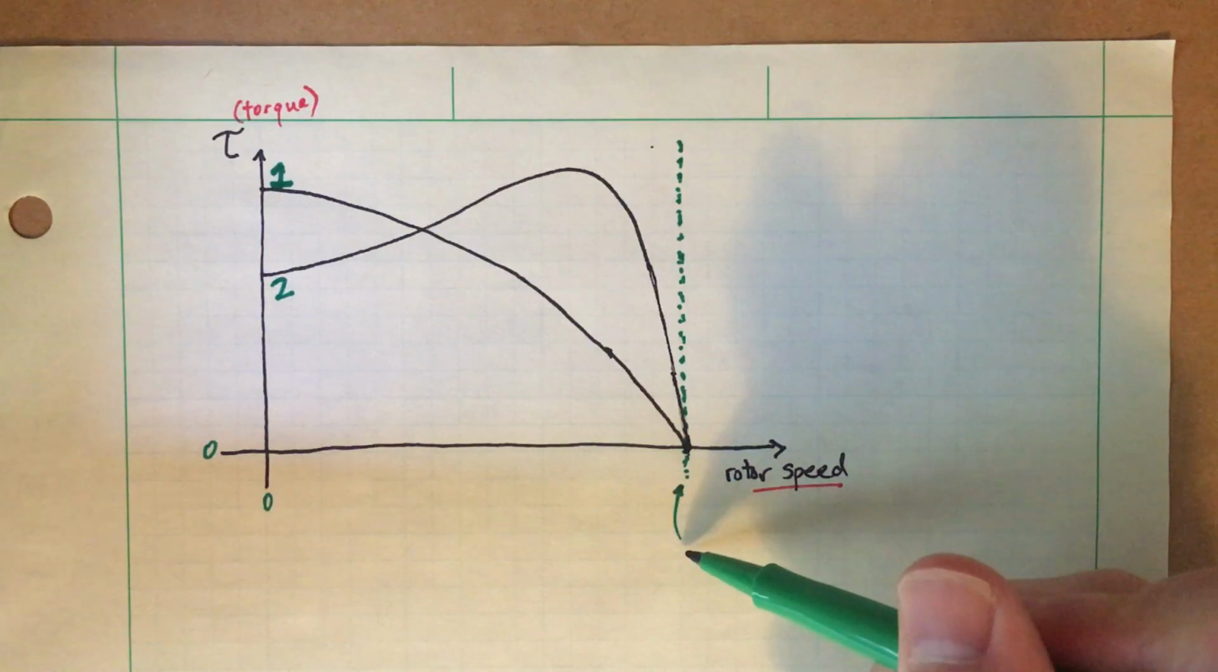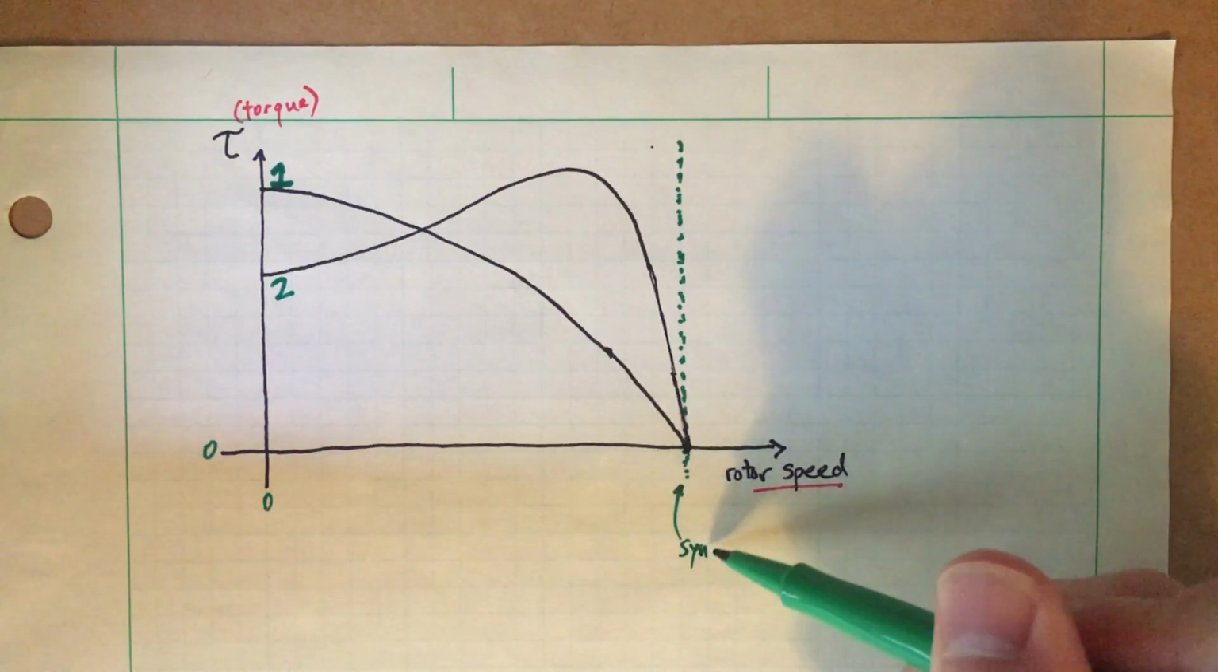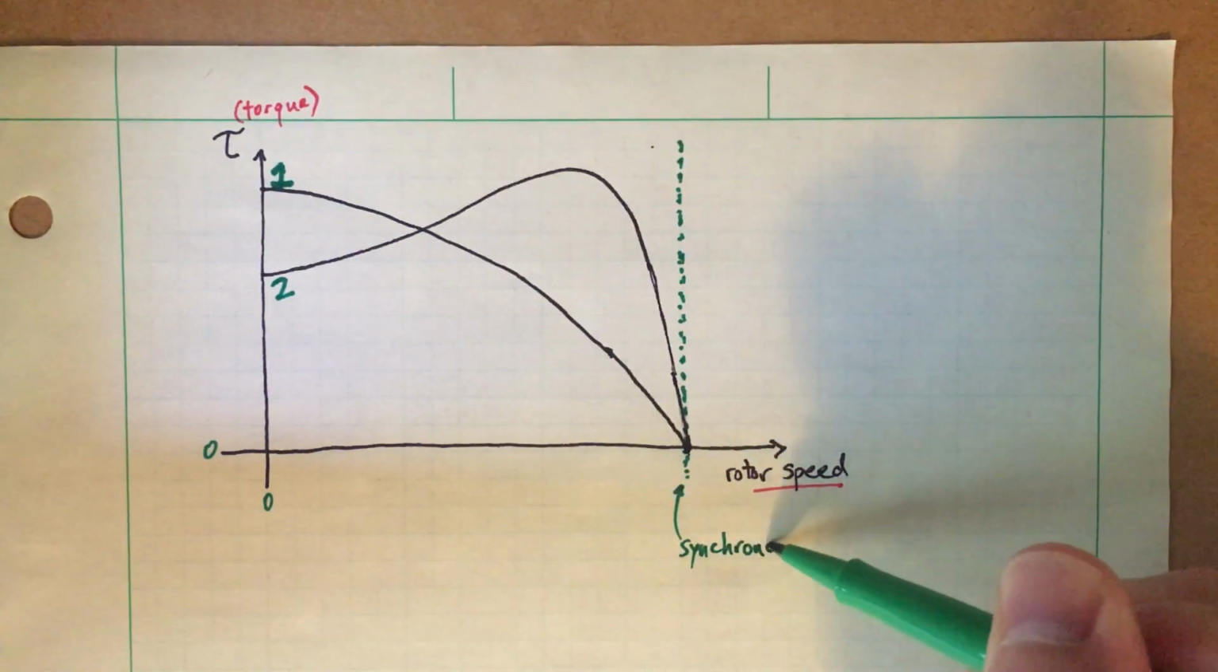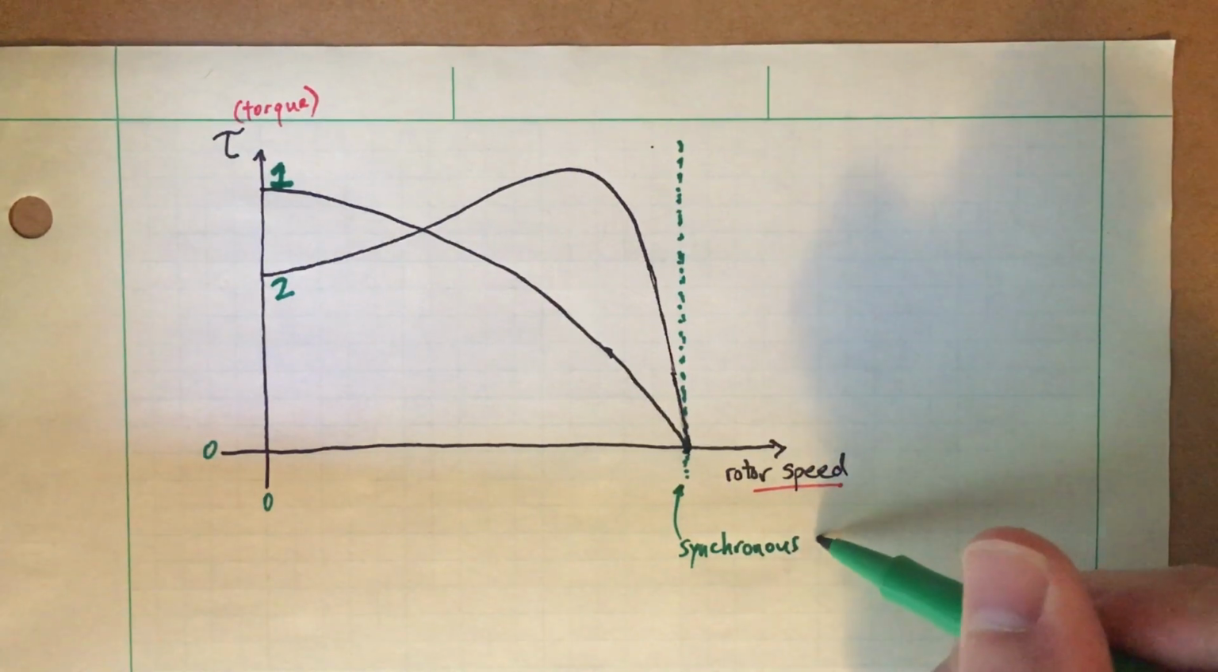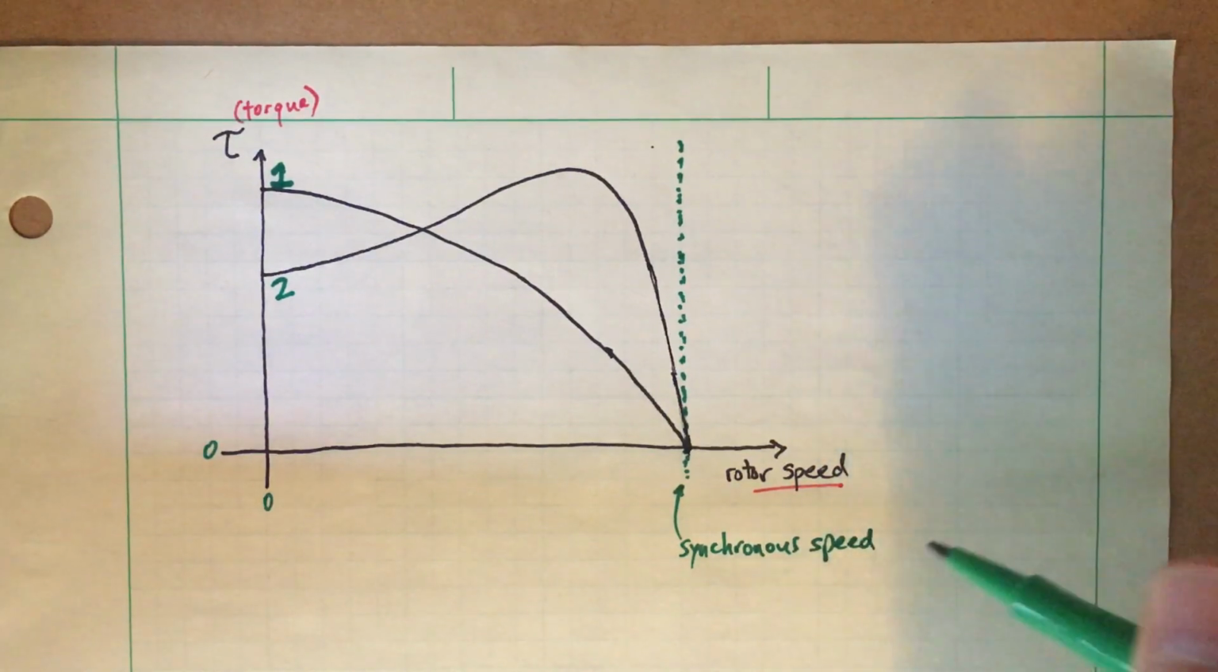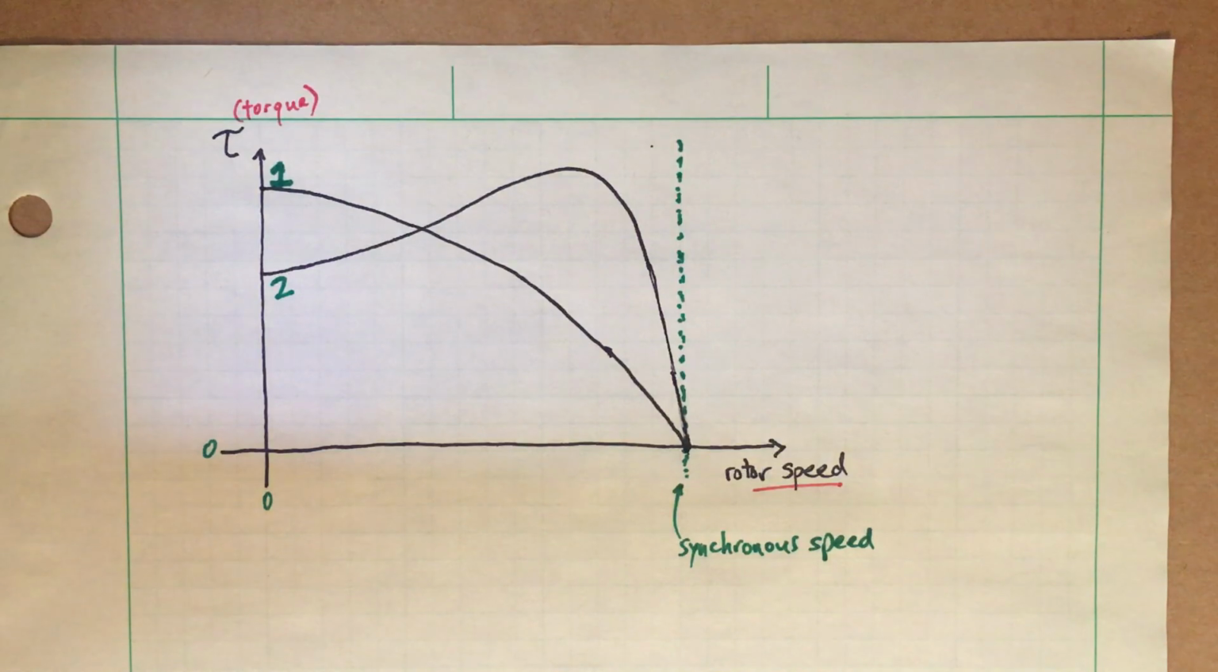Well, that has to be the synchronous speed of the motor, right? The speed of rotation of the magnetic field around the stator, okay? Because if the rotor speed is exactly equal to that, there can't be any torque because you can't induce any voltage on the squirrel cage, and thus you can't produce any current. And if you don't have any current, you're not going to have any torque, okay? So that's the synchronous speed.